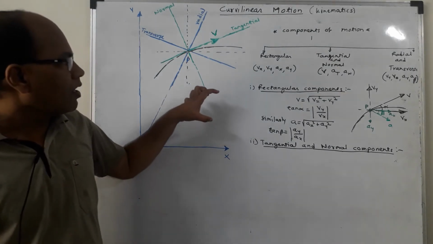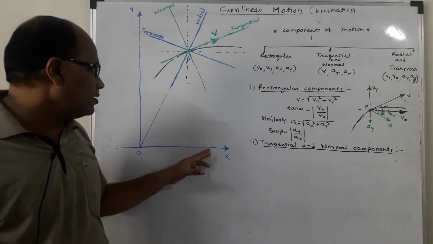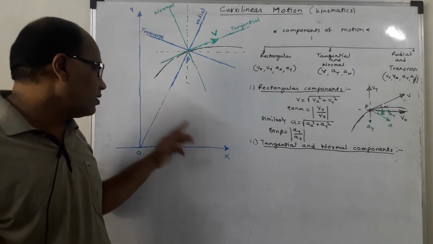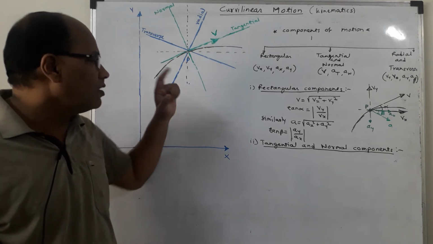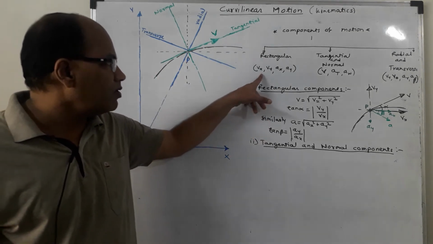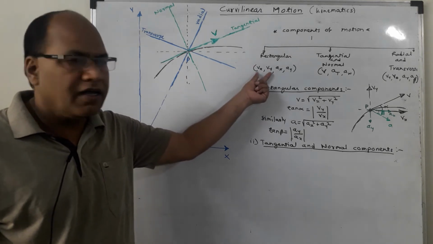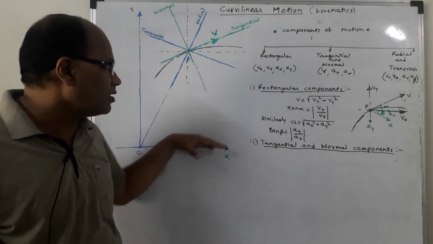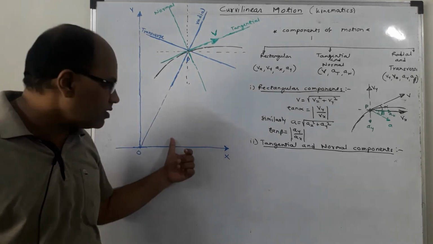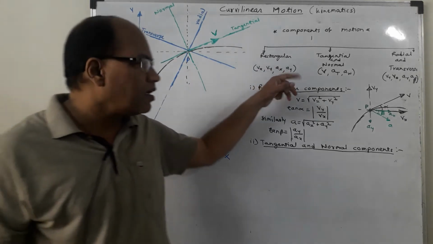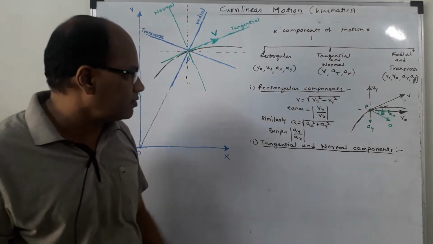So here, if we assume the reference system as x and y axis in a traditional manner, that is x axis horizontal, y axis vertical, and the components are obtained, the components of velocity are Vx and Vy, where Vx is the component along x-axis, Vy is the component along y-axis, Ax is the component of acceleration along x-axis, Ay is the component of acceleration along y-axis.